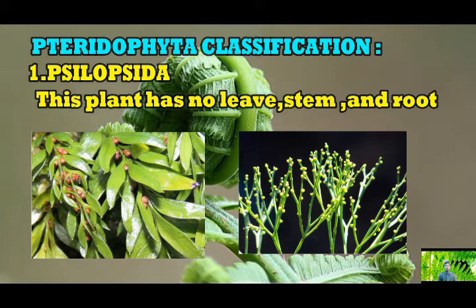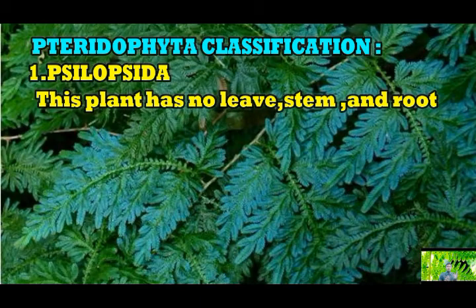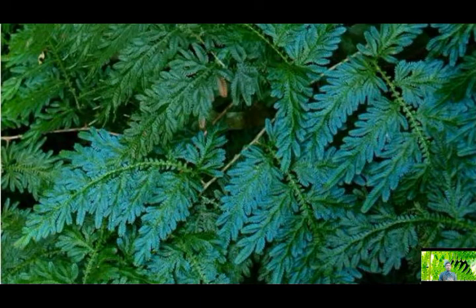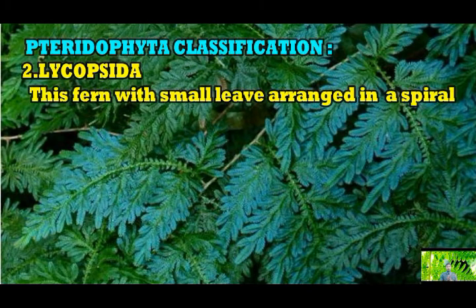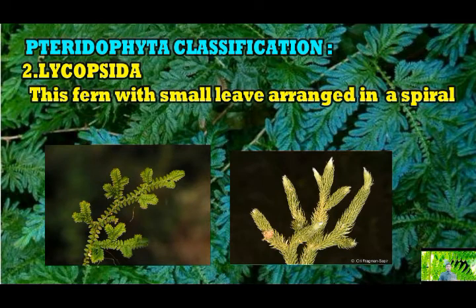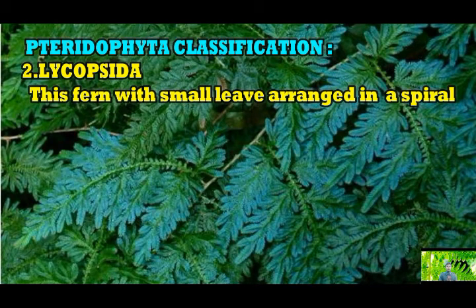It produces one type of spore, or homospore. For example, Tmesipteris sp and Psilotum sp. The second, LYCOPSIDA or club mosses. This is a fern with small leaves arranged in a spiral. Sporangium collected in strobilus and appearing in the axils of the stem leaves. For example, Lycopodium sp or Selaginella sp.